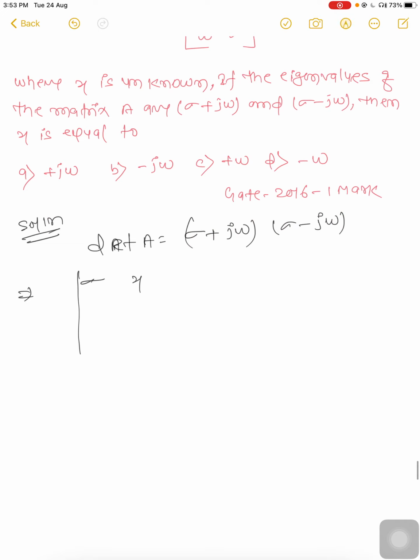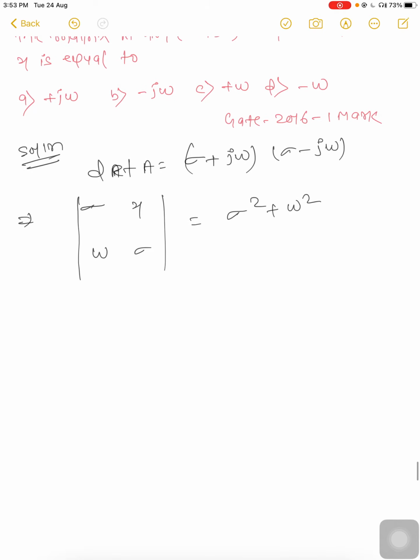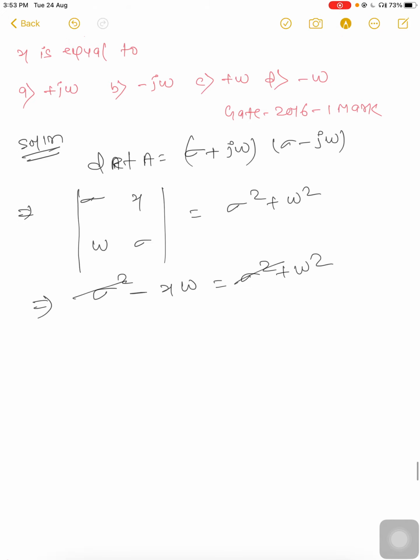Determinant of A will be rho, x, and omega, rho. So here rho square plus rho square plus omega square, because A minus B square, but here J square will be minus 1. Then from here rho square and minus x omega and rho square plus omega square. So cancel out. Then you will get x plus omega into omega is equal to 0, and x is equal to minus omega. X is equal to minus omega will be the right answer. So option D will be the right answer.